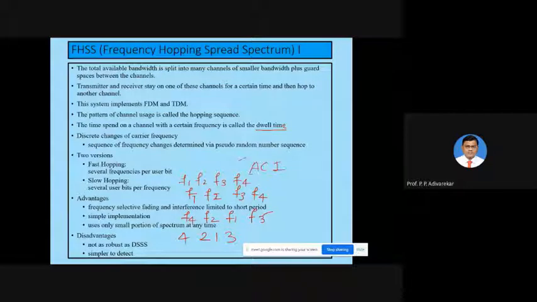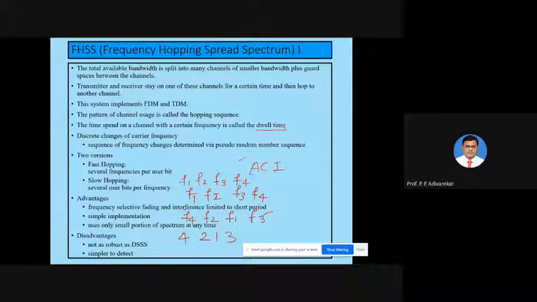This sequence of frequency is determined by, again, the same chipping sequence or the pseudo noise sequence. This combination that we have seen, 4213, is not random, it is predefined by this pseudo random number sequence. There are two types of FHSS. One is fast hopping and the other one is slow hopping.